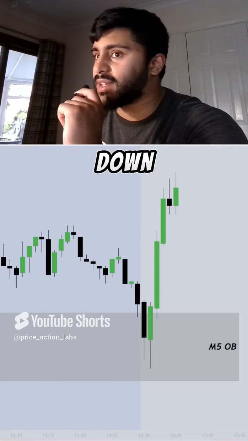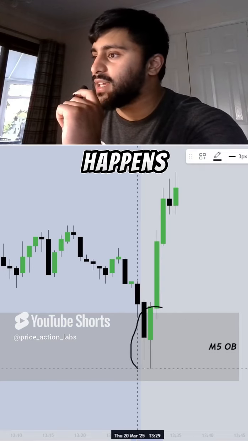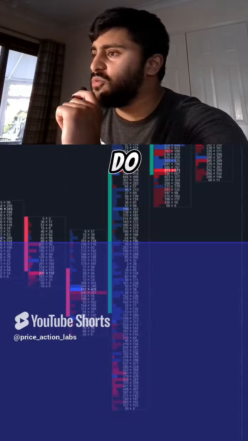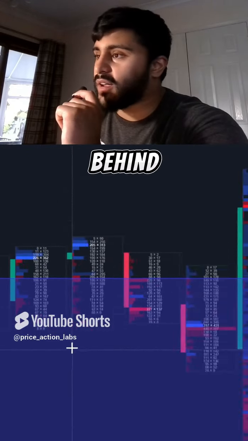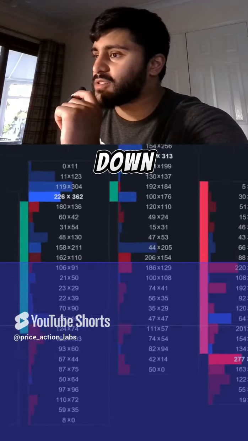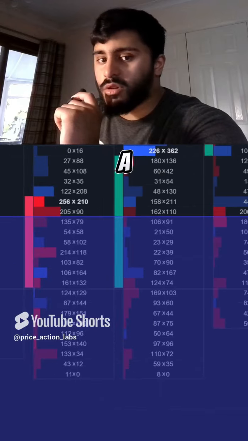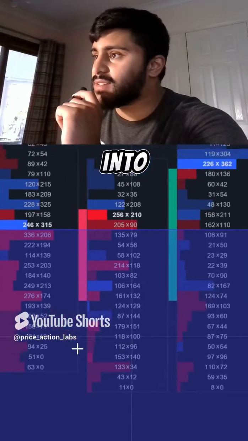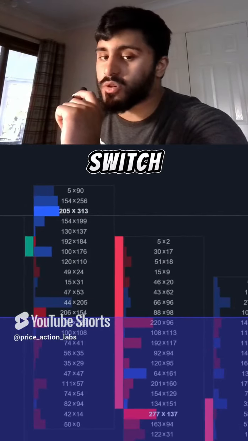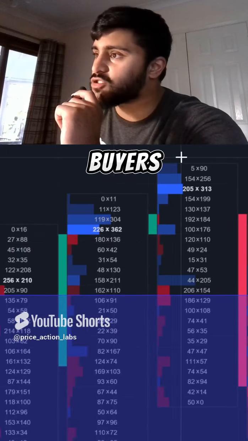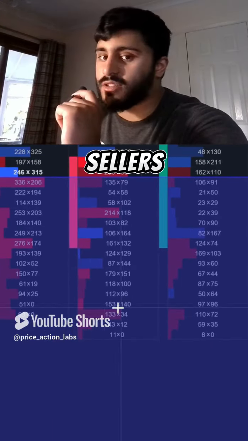We're going to be breaking down exactly what happens inside of this area, and the way we do that is by understanding what happens behind each of these candles. Notice how we have a lot of aggressive sellers initially coming into the area, and then these aggressive sellers switch to aggressive buyers. We see lots of buyers trying to break above, and lots of sellers trying to break below.